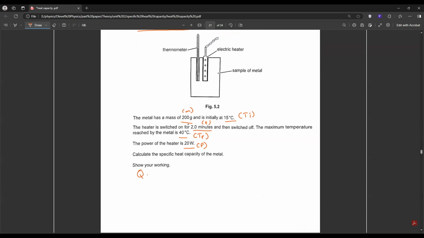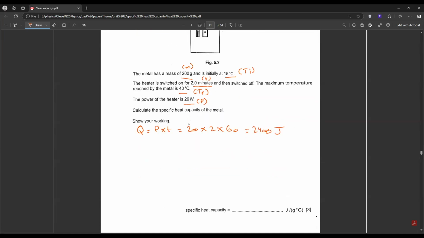First of all, can you calculate energy Q using power and time? Yes, power is 20 multiplied by the time, 2 into 60. 20 into 2 into 60 comes out to be 2400 joules. Okay.